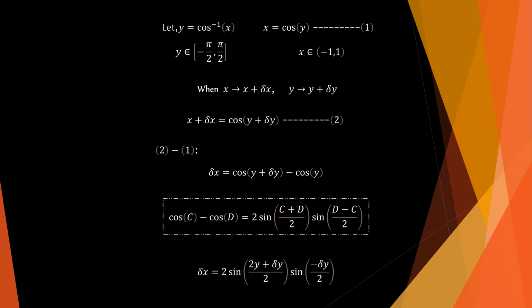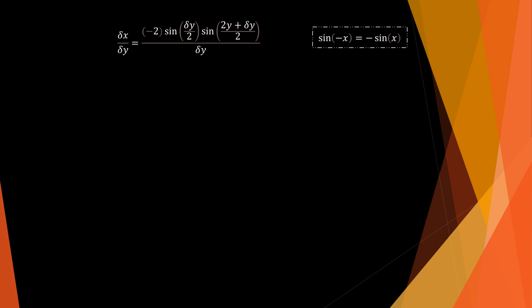2y plus delta y over 2 times sine of minus delta y over 2. Because sine is an odd function, sine of minus delta y over 2 is equal to negative sine of delta y over 2. We bring that negative sign to the front.